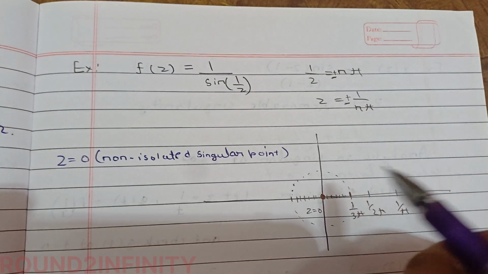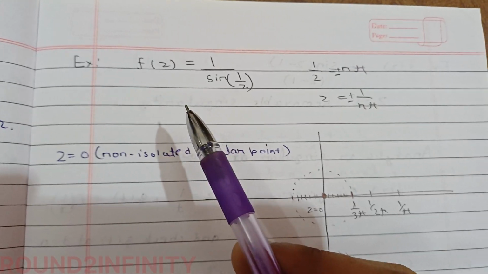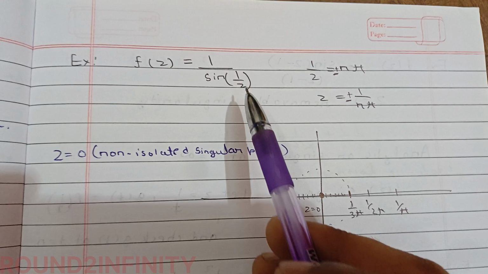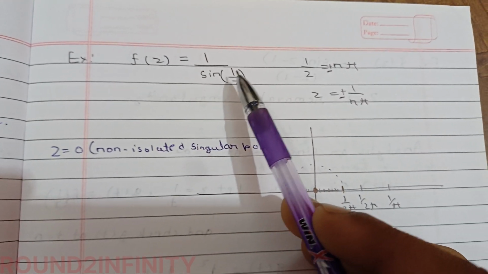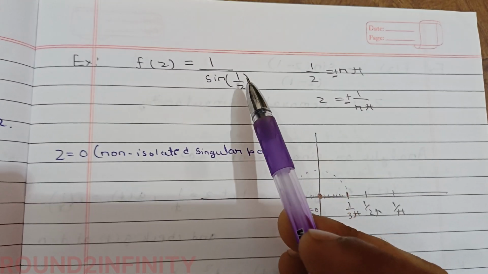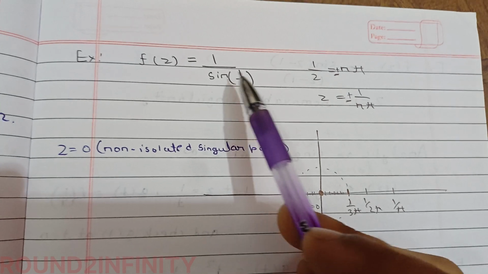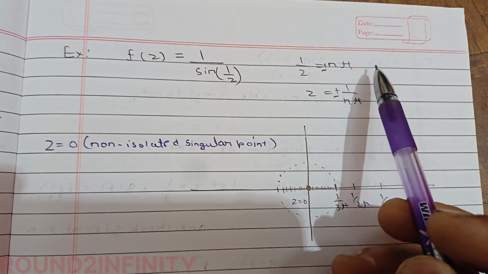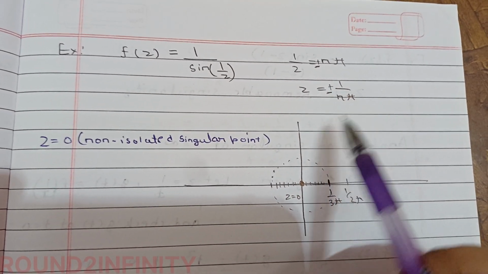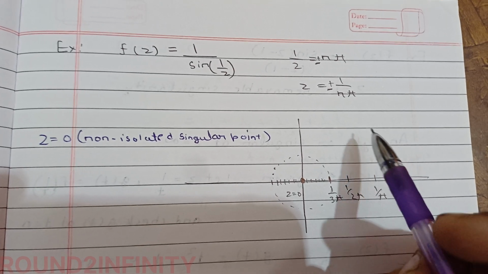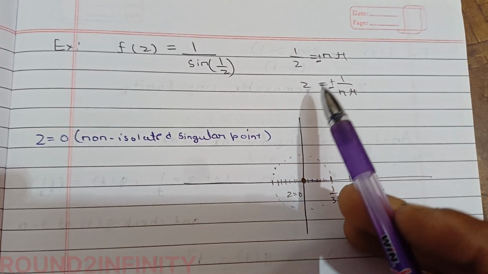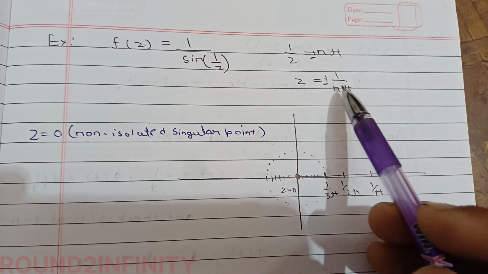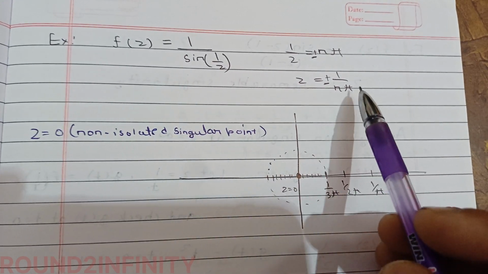Let's take one more example. This is the last example for today. So if f(z) equal to 1 upon sin(1 upon z), then to make this 0, 1 upon z should be plus minus n pi. From here z will be plus minus 1 upon n pi. Now see this, these are all the points where this is becoming 0, the singular points.